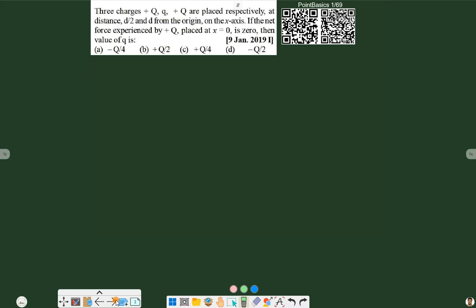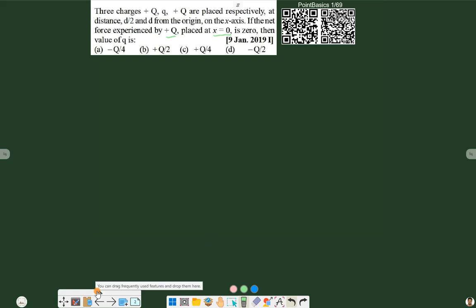And here is question number 1 on your screen. Three charges, plus q, small q, which we can say is a test charge, and plus Q are placed respectively at distances d by 2 and d from the origin on the x-axis. If the net force experienced by plus Q placed at x equal to 0 is 0, then the value of small q is equal to what? So we have to find the value of q.